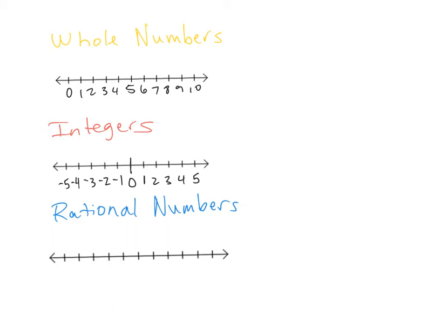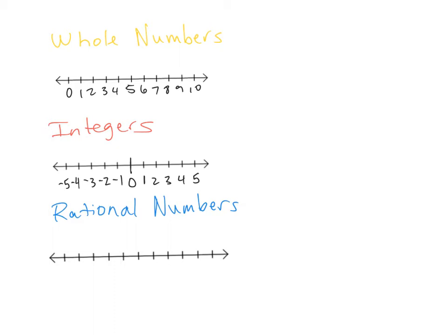So integers include, actually, whole numbers I do not believe include 0. But either way, I don't think that's terribly important. Integers do include 0 and the negative numbers.